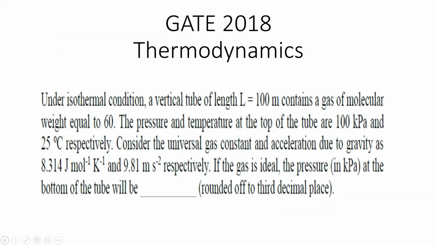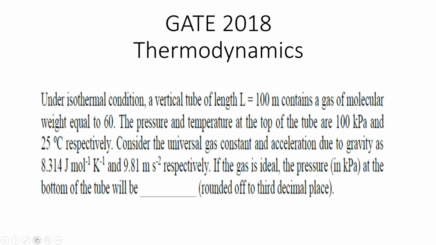So our next question is from GATE 2018 related to thermodynamics. The question is, under isothermal condition, a vertical tube of length L, 100 meter, contains a gas of molecular weight equal to 60, right? The pressure and temperature at the top of the tube are 100 kilopascal and 25 degree centigrade respectively.